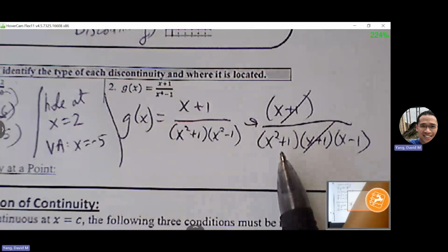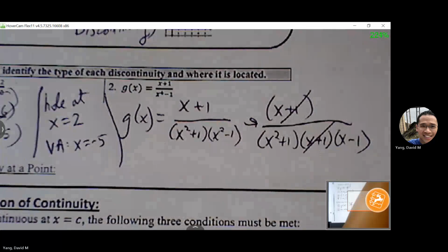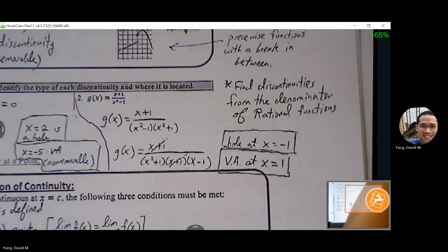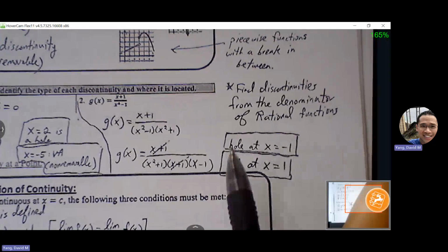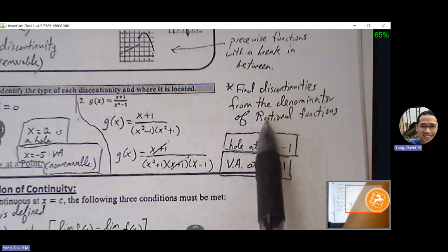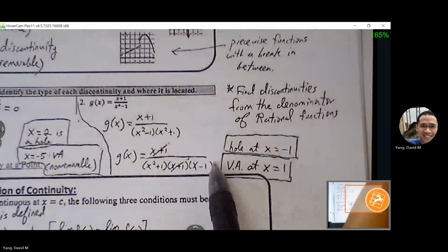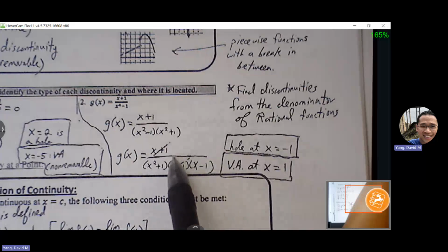There's leftover x squared plus 1, but if I try to set that equal to 0, I'll get an imaginary number. So there's no real number that can come out of this. So there's no discontinuity here. As a general rule, if we're looking at a rational function, discontinuities will come from the denominator. A leftover denominator that doesn't cancel out is a vertical asymptote. Any denominator that cancels out with a numerator will be a hole in the graph.